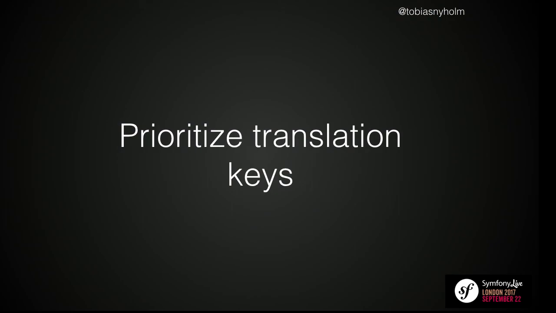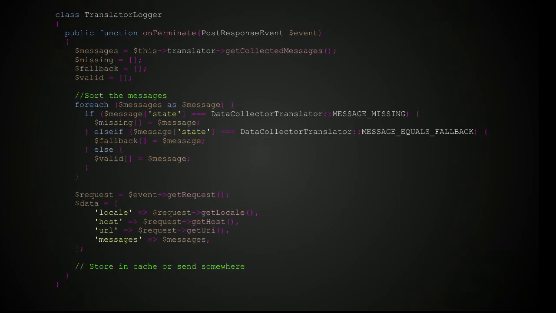So you should kind of log or track what is used the most. And I do it with a listener. I listen on kernel terminate. And then on kernel terminate, I ask the translator, hey, give me all the keys you were using in this request. I sort them a little bit, and then add some metadata. And then I send it to a translation server, or somewhere where I crunch the data.